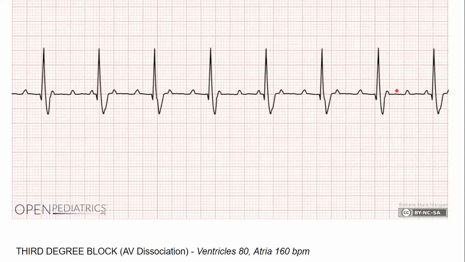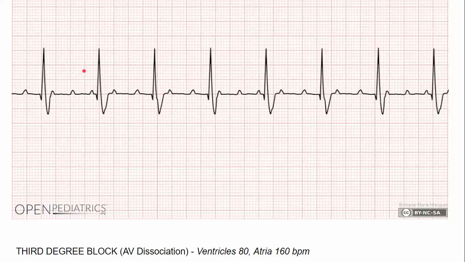Whenever you see a whole bunch of P waves, the name of the game is to make sure that the PR intervals are constant. And if they're constant, great. That is a sign that you have one-to-one conduction. If the PR interval is constant, then that is a sign that the atria are depolarizing the ventricles. If they're not constant, then something's up. They're not connected, and we call that disconnection, AV dissociation. That means the atria are depolarizing at a different rate than the ventricular rate.